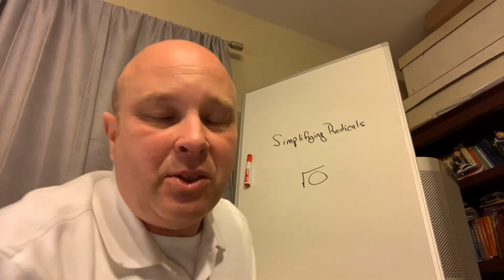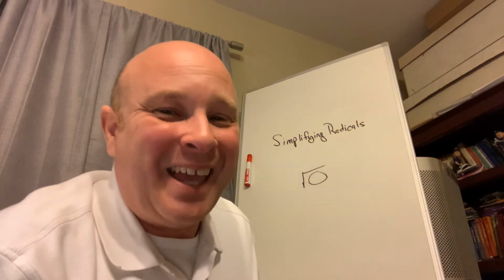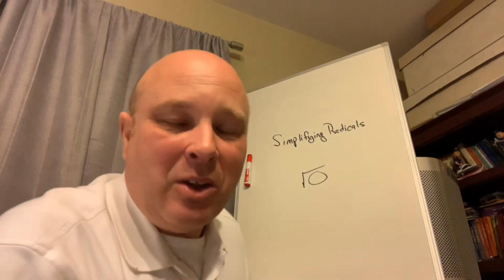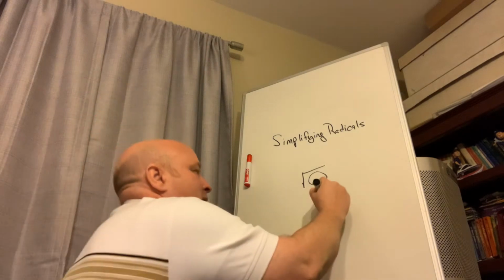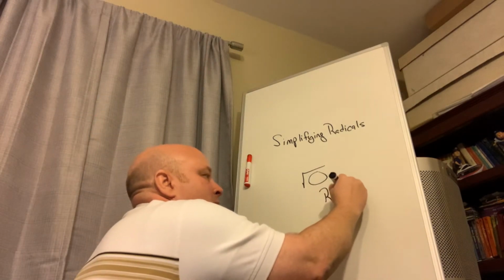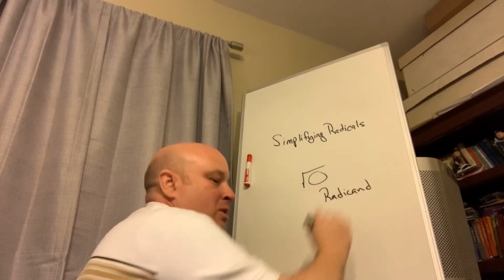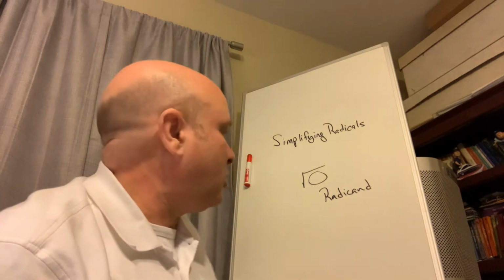Now, this is a radical sign. Whatever lives underneath the radical sign is called the radicand. Okay, you don't need to know that for many reasons in life, but you might see it on the SAT. It's the radicand.